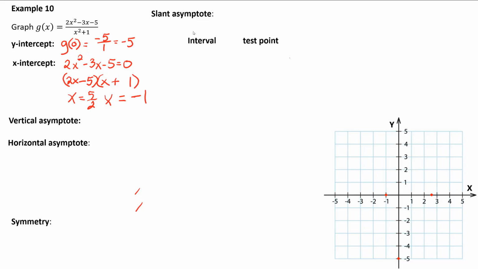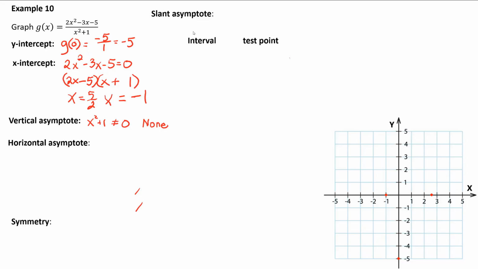Now we're going to look for a vertical asymptote. A vertical asymptote happens when the denominator of the function is equal to 0. That's a bad place that you don't want to go. So we can set that denominator equal to 0, and we immediately see it can never be 0 because x squared is positive and 1 is positive. That is never going to be 0, so there will not be a vertical asymptote.